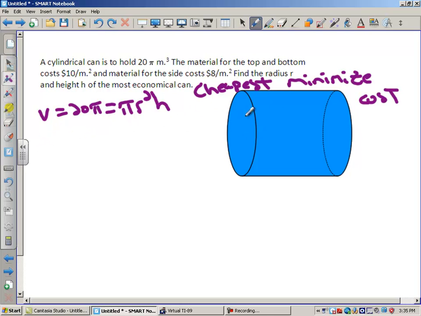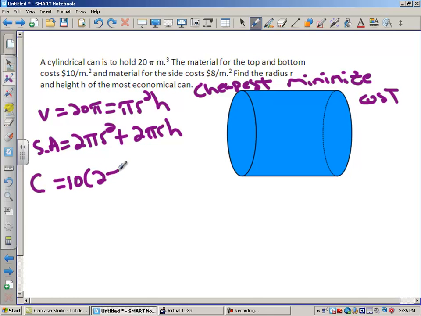So I'm dealing with the surface area here. In the surface area of the cylinder, I have 2 pi r squared. That's the 2 circles on the top and bottom. And then plus 2 pi r h. That is your lateral surface area for a cylinder. So my cost equation is, it's $10 for the material on the top and bottom, plus it's $8 for the material around the sides. That's called the lateral surface area.